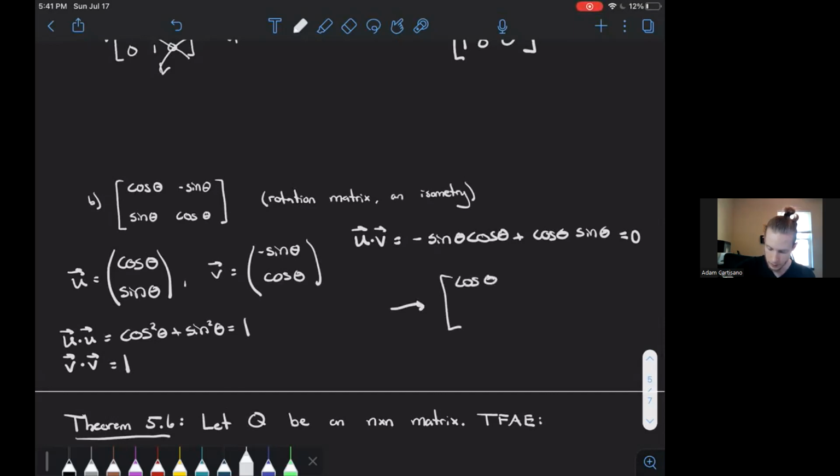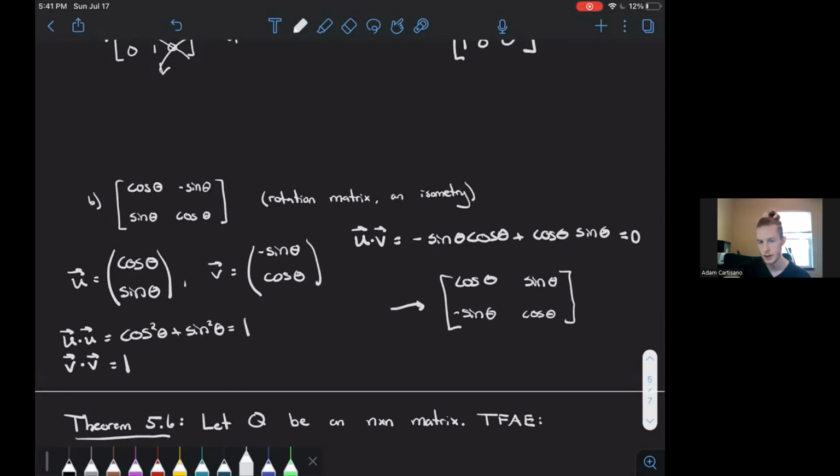Cosine theta, sine theta, negative sine theta, cosine theta. We've actually computed this inverse, at least kind of, right? This is a rotation matrix. This is a counterclockwise rotation by an angle theta. If you wanted to do the inverse, you rotate clockwise by an angle theta.